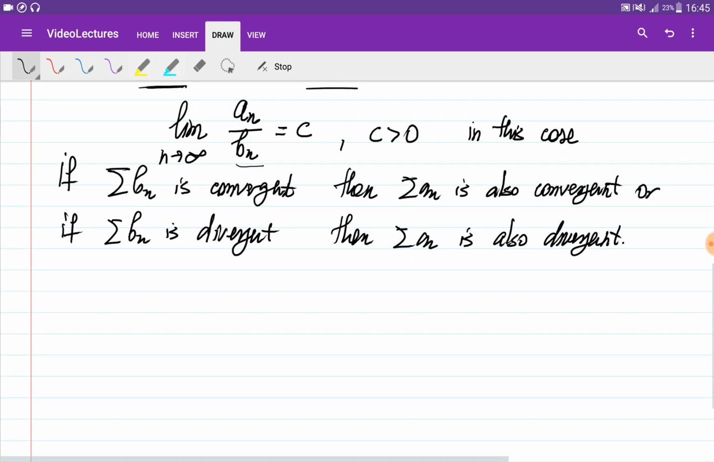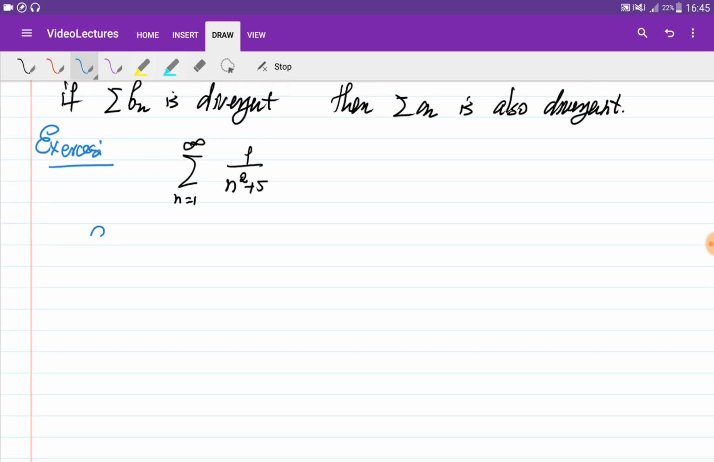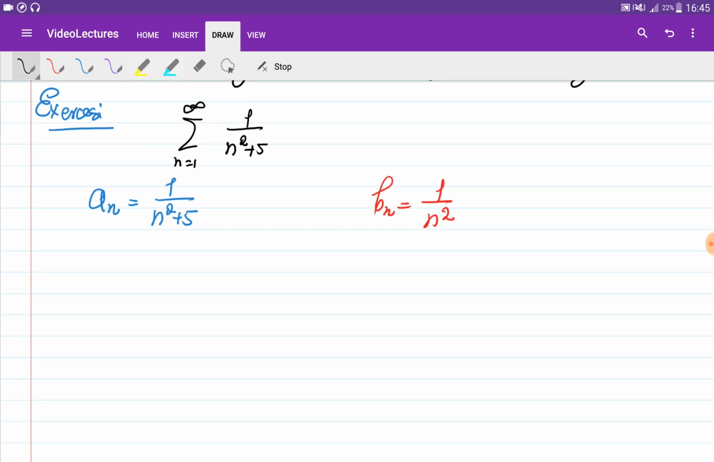So let us consider an example for the convergence. We are given this series in the following form: 1 over n squared plus 5, n goes from 1 to infinity. I'm going to denote the series in general form as an, which is going to be 1 over n squared plus 5. I would like to compare this with another one, bn, which is going to be 1 over n squared. We know that 1 over n squared is a convergent series. So what I would like to do is find the limit of the ratio.